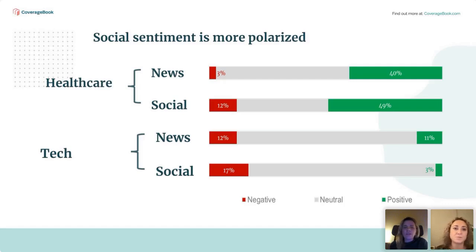So I've just got a few examples here from some work we've done in the healthcare sector and the tech sector, where we've compared the sentiment of their earned news coverage with the sentiment of their social coverage. And it's normal to see that greater level of polarization there on social media.